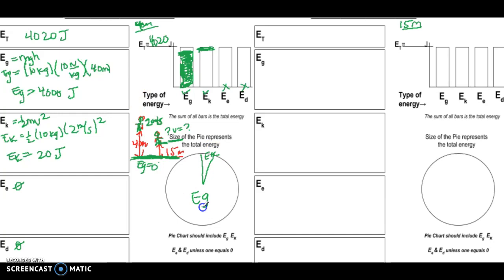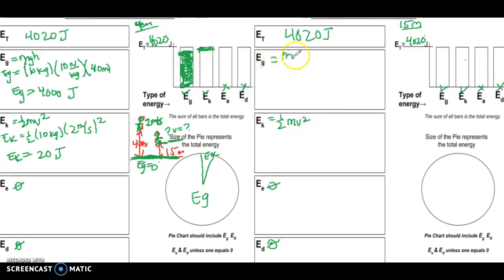Okay, moving along. I know that the total energy is going to be the same in both positions. That's kind of the big idea. So I'm going to have 4,020 joules also when I go to the next position. Is he above the ground at the next position? Yes, because I chose the floor to be the ground. Is he moving? Yes, that's what we're trying to find. Any EE? No. Any ED? They said no, so we're going to just ignore that. So 0, 0.